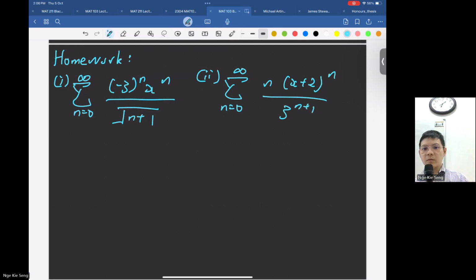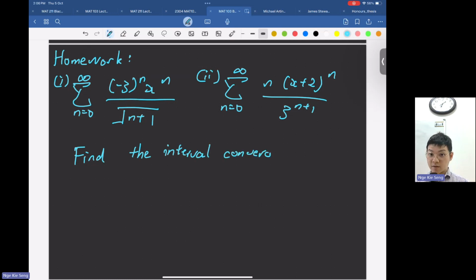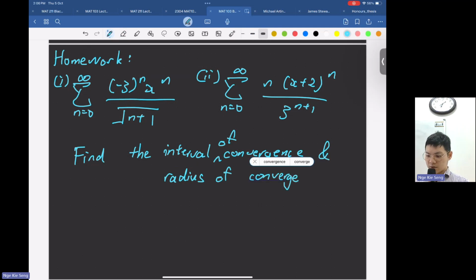Please go home and try these two series. For these two series, find the interval of convergence and radius of convergence. Be careful: you need to learn whether I am asking for the interval or the radius. You need to know how to find both, the radius of convergence and the interval of convergence.